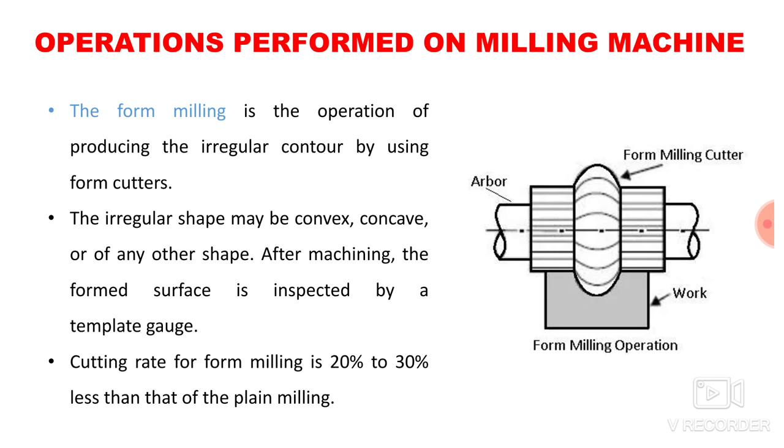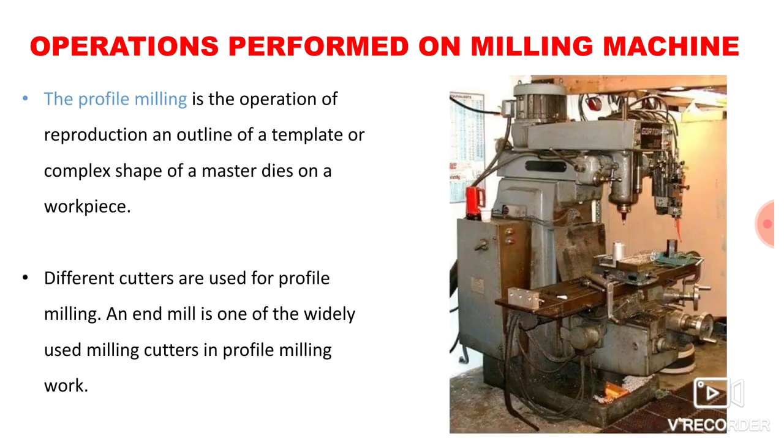After machining, you can inspect that surface by using a template gauge. And the cutting rate for form milling is 20 to 30% less than that of plane milling, because here you are producing a particular shape or a particular surface, and for that you have to keep the feed 20 to 30% less than that of your plane milling operation.